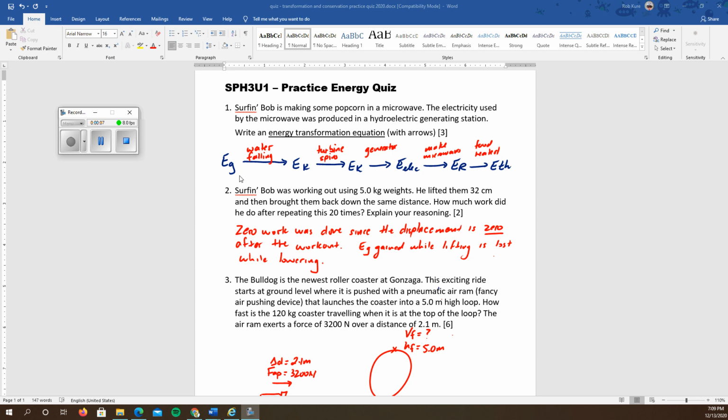We're going to be checking out this latest quiz on conservation of energy. Just a quick thing here at the beginning, we had a transformation equation. Make sure you are familiar with them from the workbook. And what we have here is a hydroelectric generating station powering a microwave.